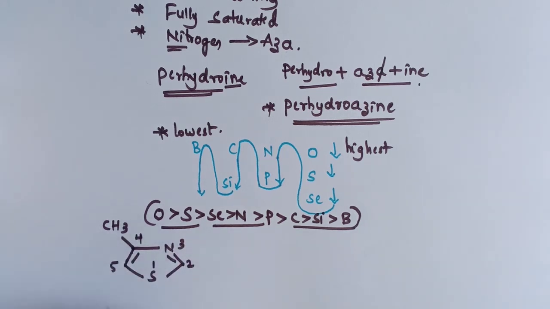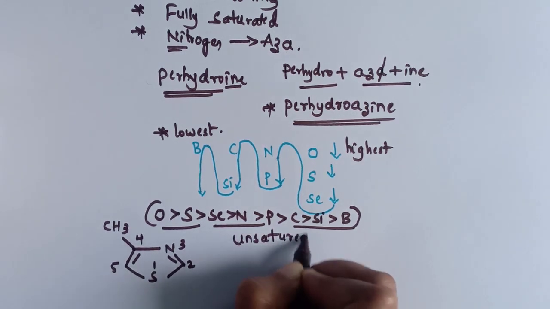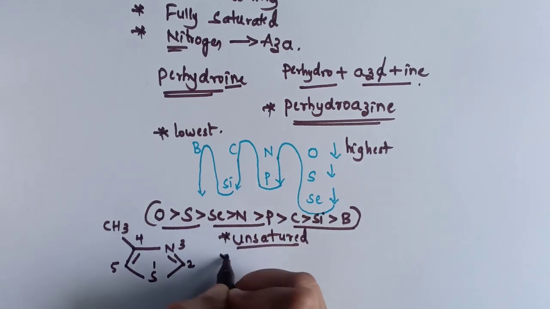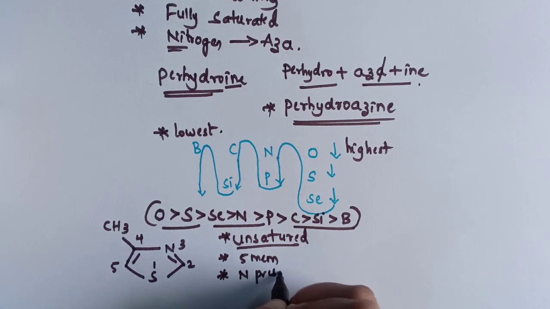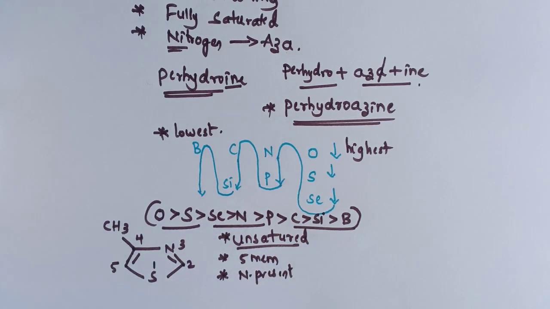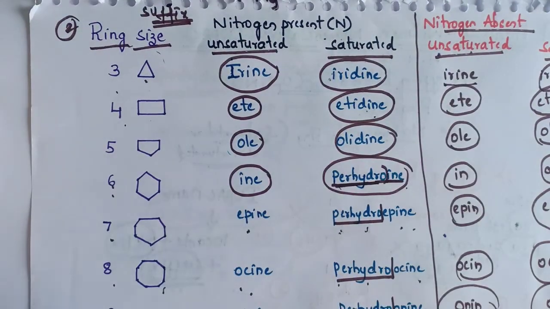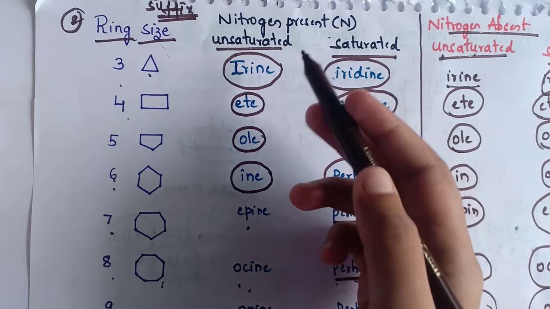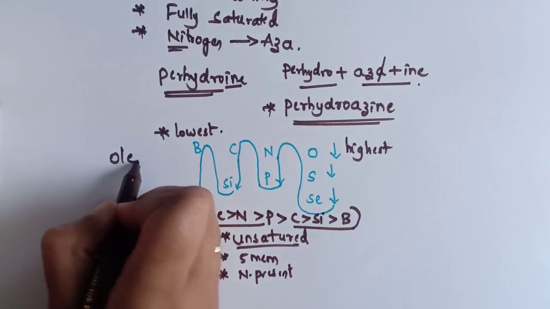Now this compound is unsaturated, that means it consists of double or triple bonds. It is unsaturated and it is a 5-membered ring. Is nitrogen present? Yes, nitrogen is present in this compound. If we consider the table for the 5-membered ring, unsaturated, and nitrogen present, we should take the suffix, that is OLE. The suffix is OLE.